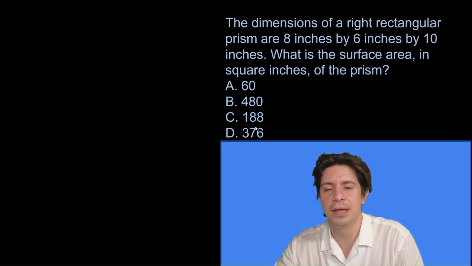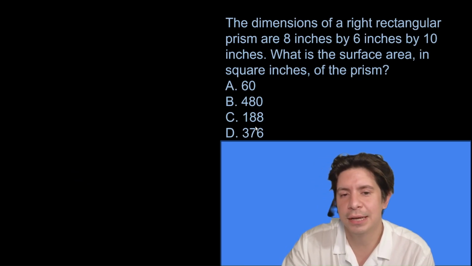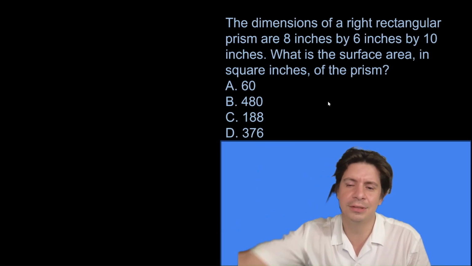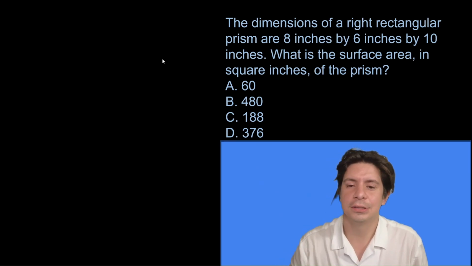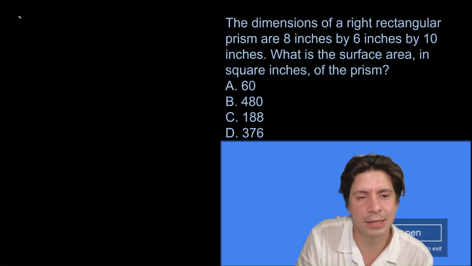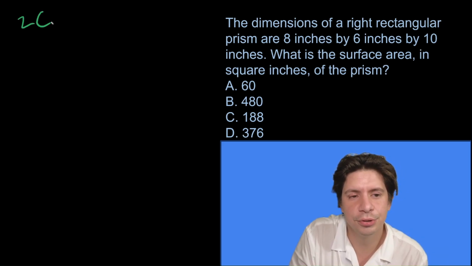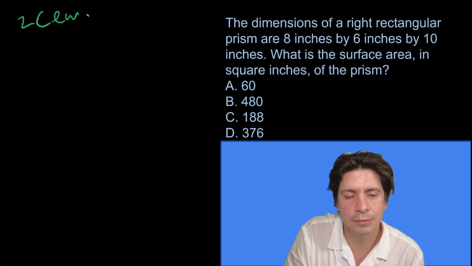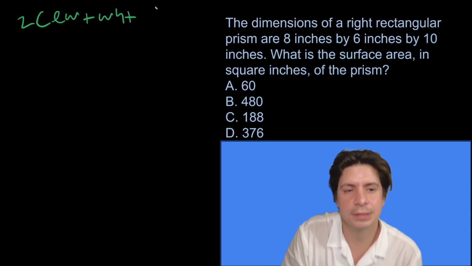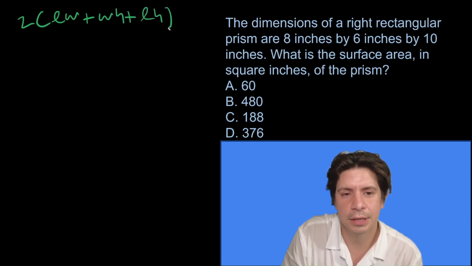So now let's try this one. The dimensions of a right rectangular prism are 8 inches by 6 inches by 10 inches. This is the box I imagined. What is the surface area in square inches of the prism? So remember, surface area of a right rectangular prism is going to be 2 times length times width plus width times height plus length times height.